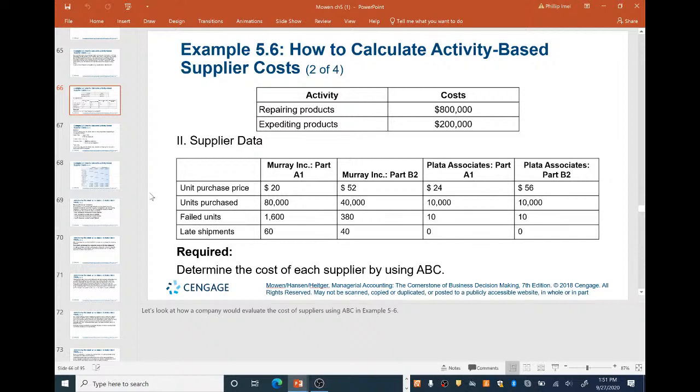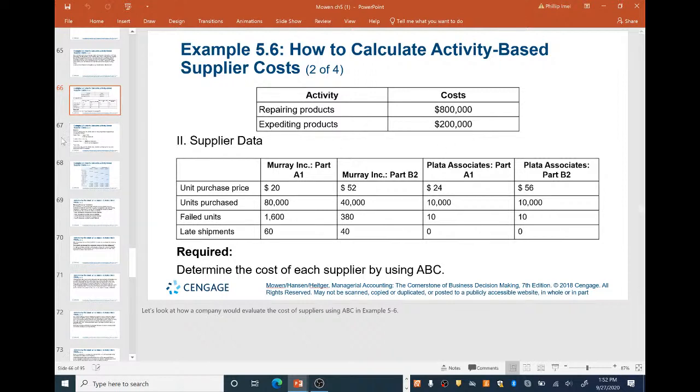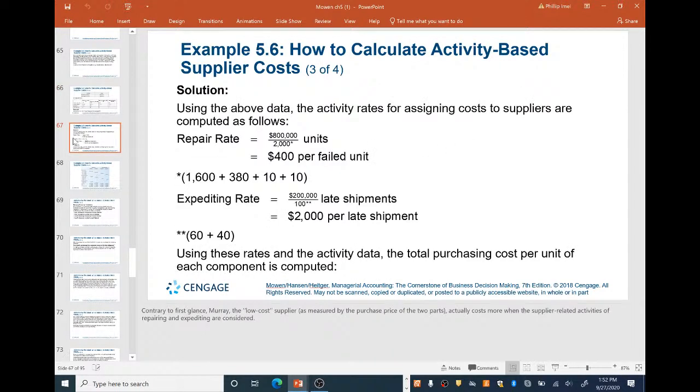So using this data, let's determine the cost of each supplier by using activity-based costing. Using the data in this chart, what they want us to do is use the activity rates for assigning cost to suppliers. So the first thing is to find the activity rate.